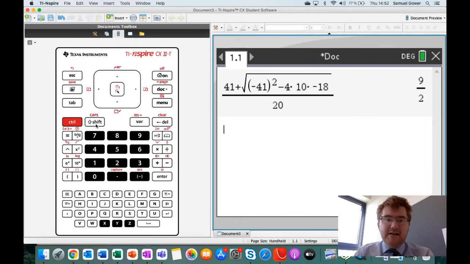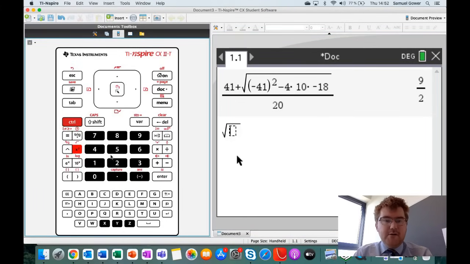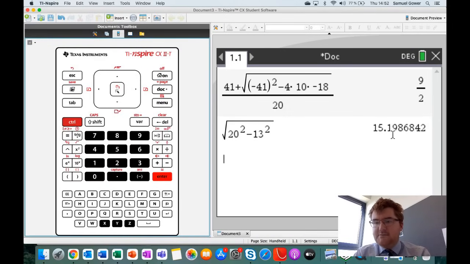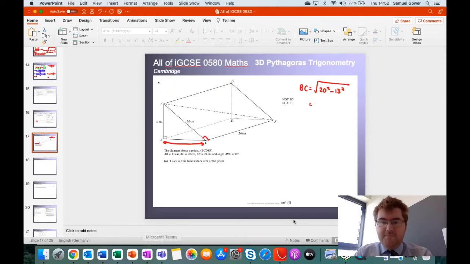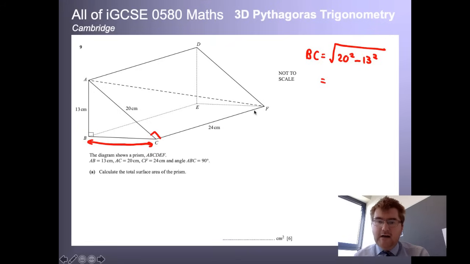So I have my normal calculating view. I go to Control, square root of 20 squared minus 13 squared, and I get this long decimal of 15.2. Now one thing you can do on your calculator is actually store this as a variable, so I'm going to store this as A, so every time I type A, I have this very long decimal. However, I'm going to show the examiner I have worked this out, so I'm going to put 15.19... and I'm going to use that for the rest of the calculation.